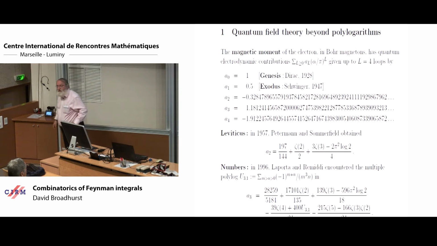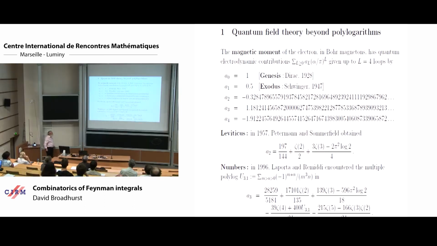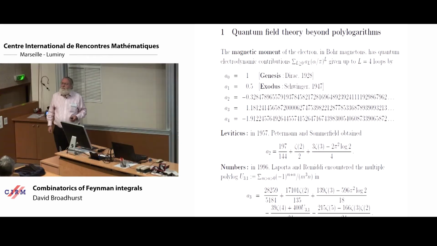It's like the Christian and the Jewish Bible. It begins with Genesis. In 1928, Dirac announced exactly the magnetic moment of the electron in units called the Bohr magneton. He said, look at my equation. It shows that the magnetic moment of the electron is exactly equal to 1. And he got the Nobel Prize for that because the previous answer was a half, showing that previous ideas had been wrong by a factor of 2.